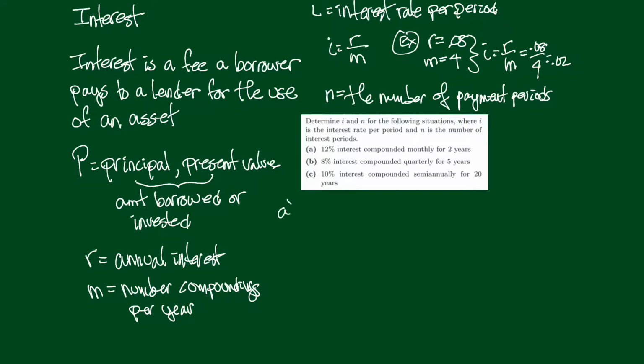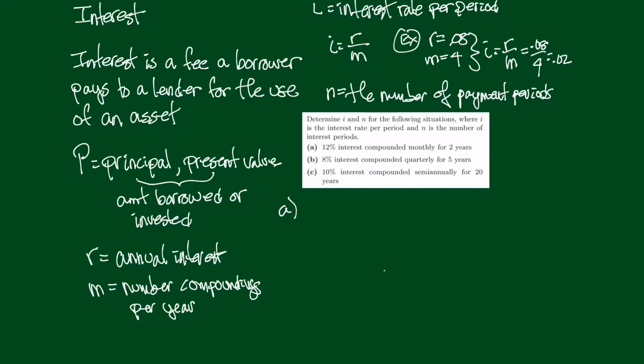Let's look at an example. In Part A, what we have is 12% interest compounded monthly. So R is equal to 12%, 0.12, compounded monthly. M, the number of compoundings per year, is going to be 12. And for N, we want to go for 2 years. First of all, what is the interest rate? I is equal to R over M, so this is 0.12 over 12, which is 0.01, so 1% per month.